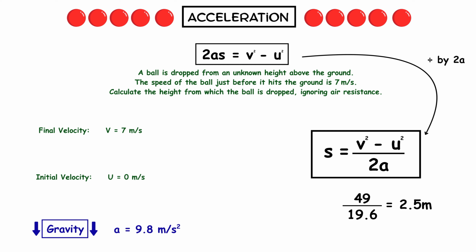To do this, we must rearrange the second acceleration equation by dividing both sides of the equation by 2 times the acceleration. After rearranging, we simply substitute our known values into the formula. So we take the final velocity, which is 7, and square it, giving us 49, then subtract the square of the initial velocity, which is 0. We then divide 49 by 2 times 9.8, which is 19.6. This calculation gives us a result of 2.5. Therefore, the ball must have been dropped from a height of approximately 2.5 meters above the ground.